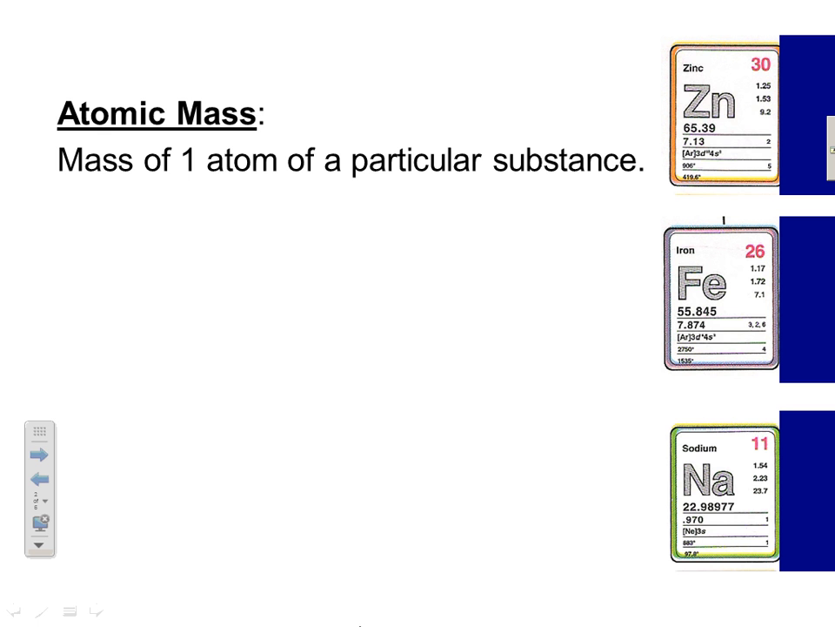So the atomic mass is the mass of one atom of a particular substance. And that atomic mass is found on our periodic table. So please get your periodic table out. And if you don't have one, you can come up and grab one here. And you'll notice those pictures on the slide are much like the periodic table that I have here. But I want you to be able to find the atomic mass numbers.